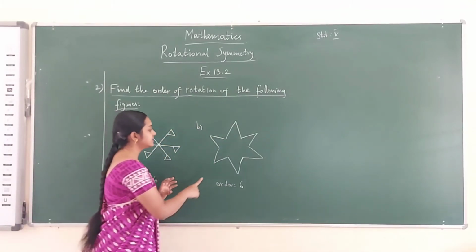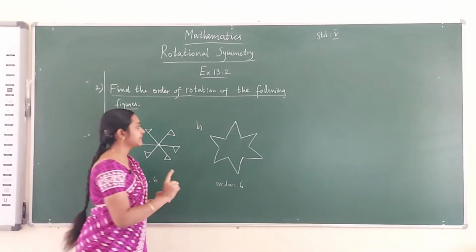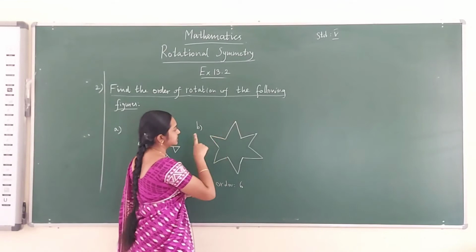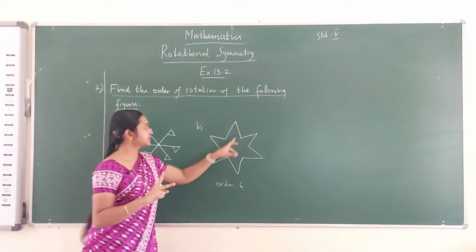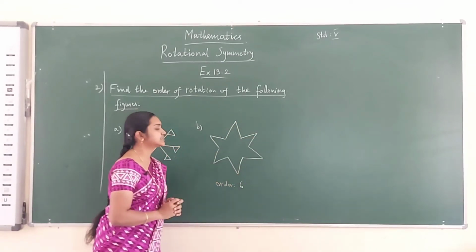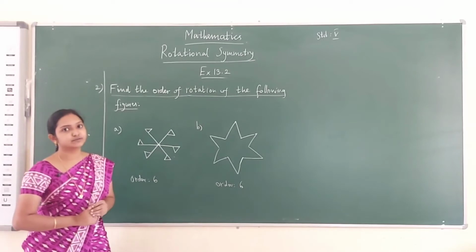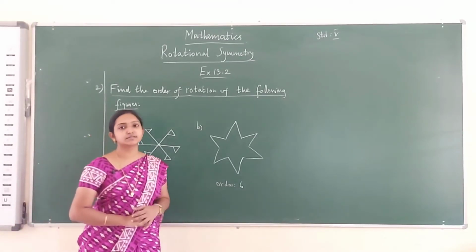While rotating, this point will reach here and it will look the same as the original image. And when this point reaches here, it will look the same for the second time. So it is 2 times. Here 3, 4, 5 and 6. 6 times the object will look the same as the original. So the order of both the images is 6.